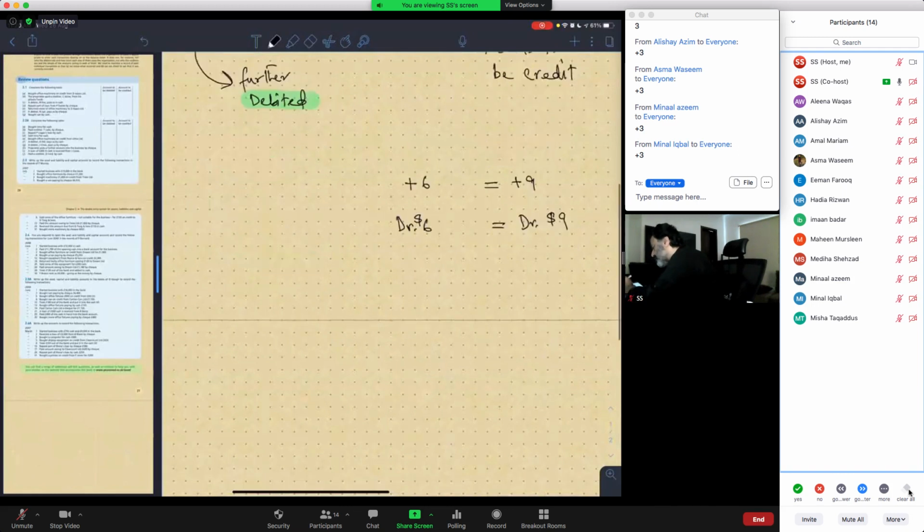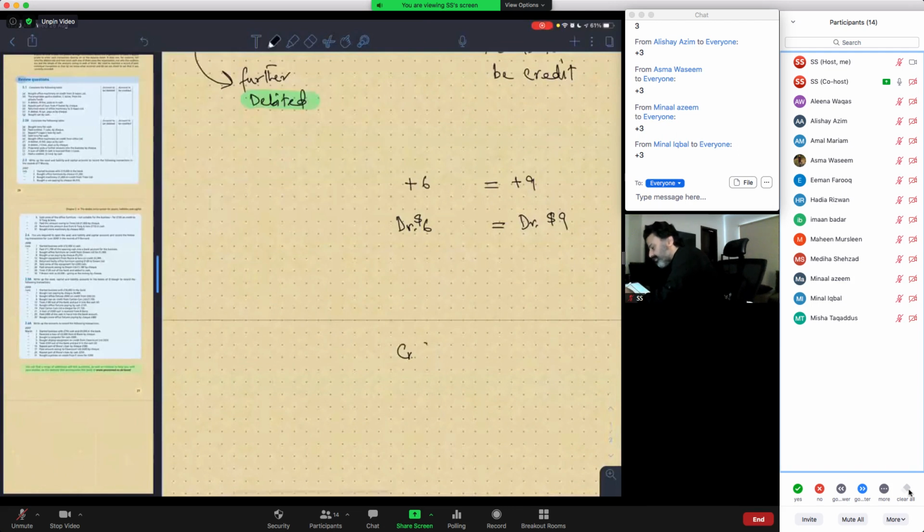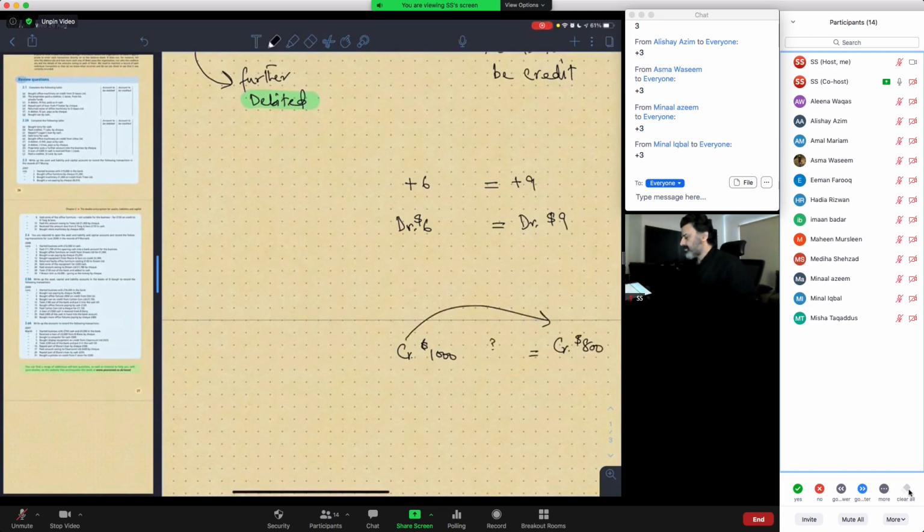If I ask you that a credit quantity, by nature, if something has a credit nature, it's a credit quantity, and that 1,000 needs to become credit of $800, then what do we put here? How will a credit quantity of 1,000 become a credit quantity of 800? We need to insert a certain amount here, right? A debit of $200, absolutely.